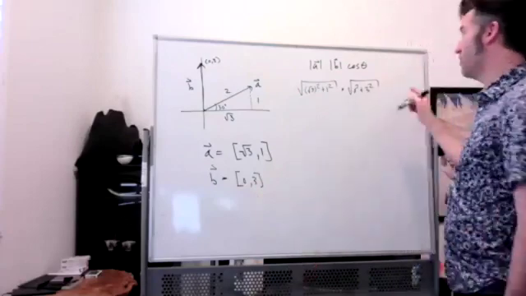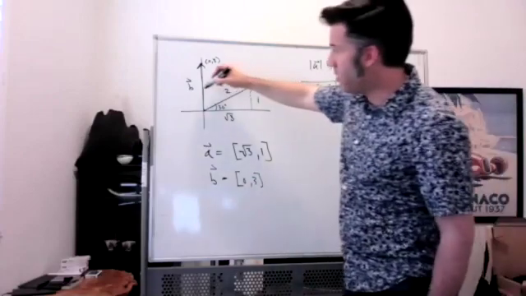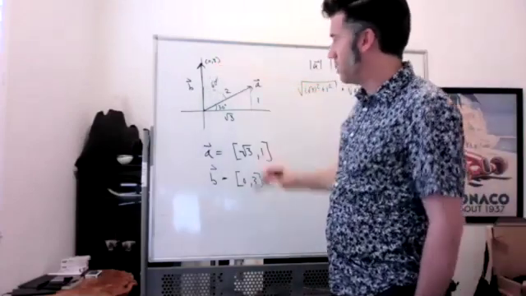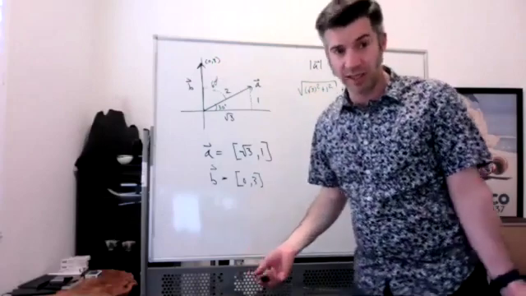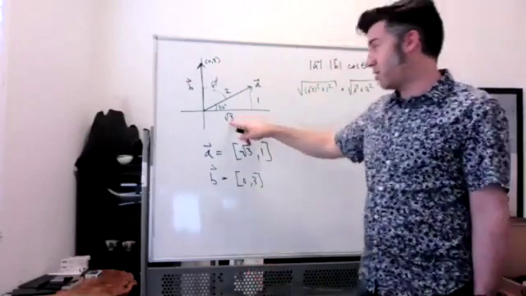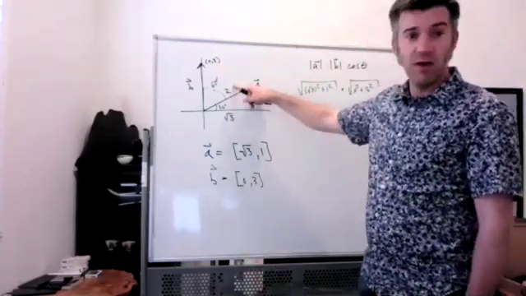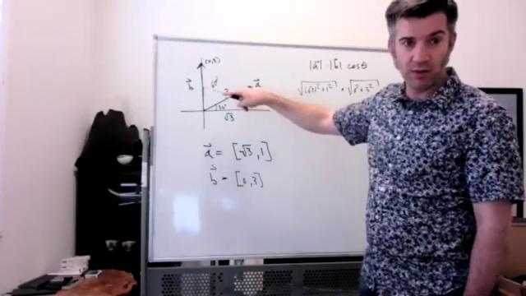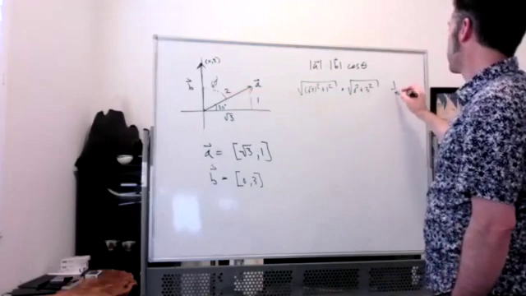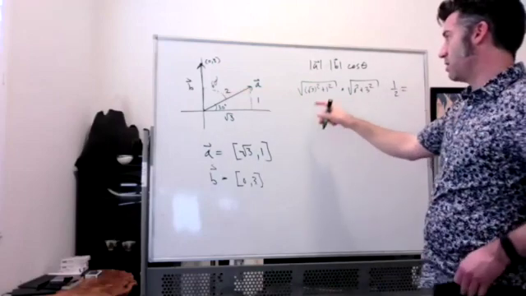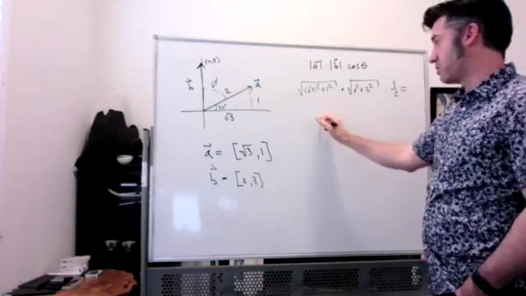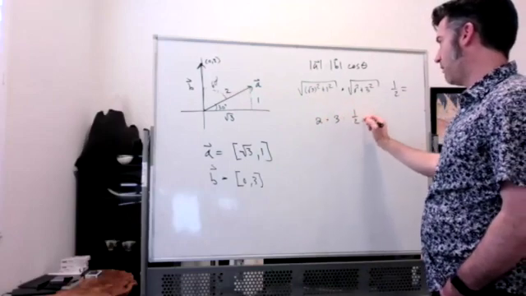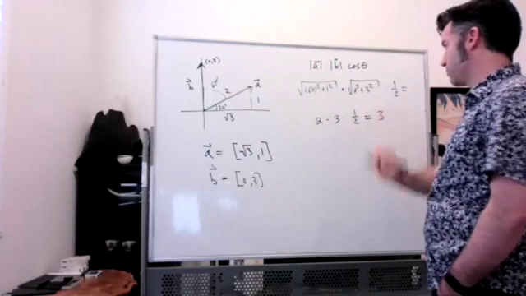And then cosine of the angle between them. So the angle between them is not 30 degrees, it's 60 degrees. And cosine of 60 degrees is, well, cosine of 30 degrees is the square root of 3 over 2. Cosine of 60 degrees, which is the angle right there, is 1 over 2. Let's see, that's going to be the square root of 4, so 2 times the square root of 9 times 1/2, which is 3.